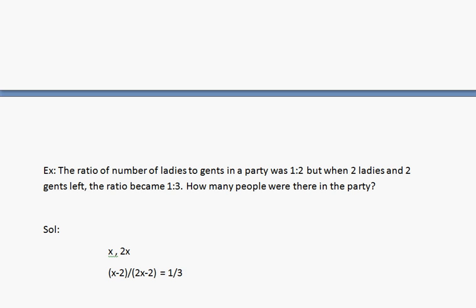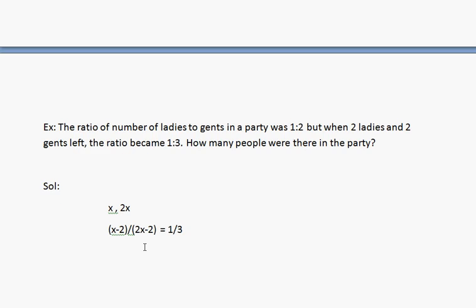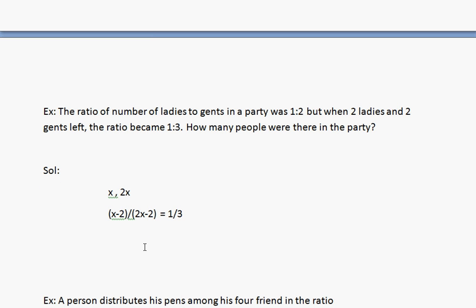So that's how we find x. That's very easy. And total number of people in the party would be x plus 2x, which is equal to 3x. So you just find x from this and just substitute that and find the total number of people.